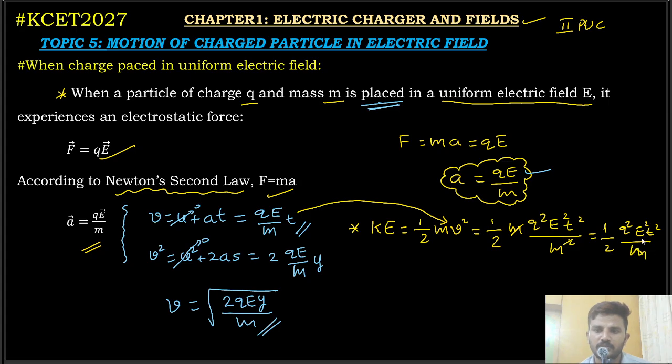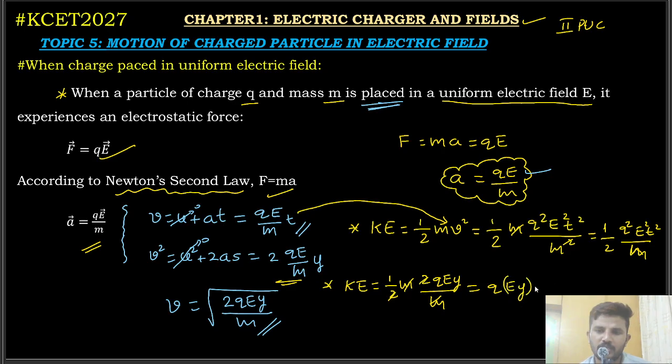And in terms of displacement, we have v square as this much. Let me substitute it directly. So kinetic energy is given by half m v square, that is 2qEy divided by m. The 2 gets cancelled, and we will have qEy.